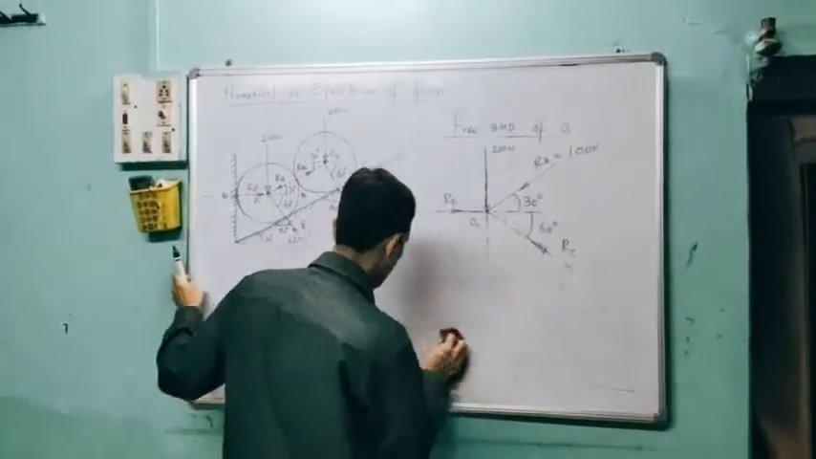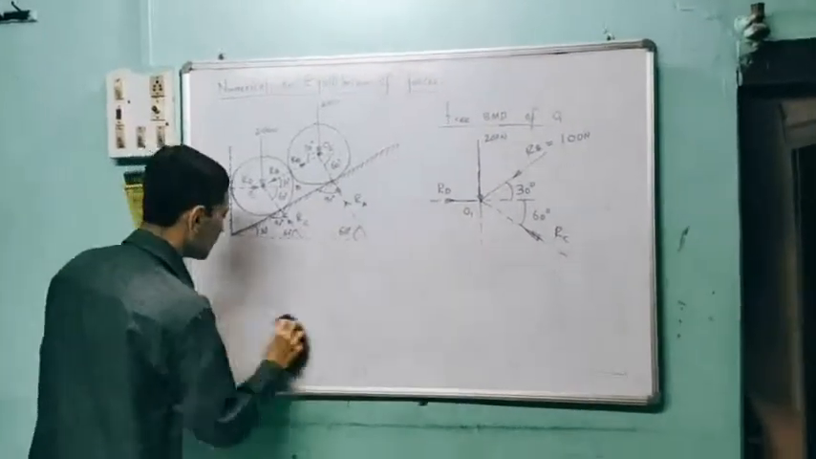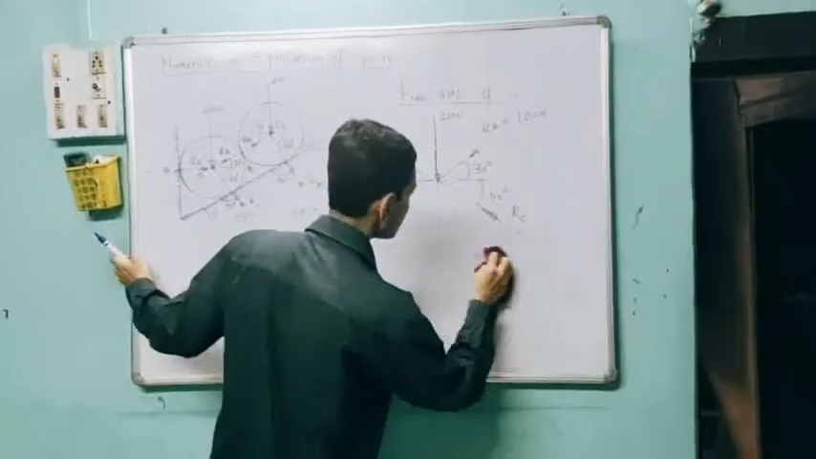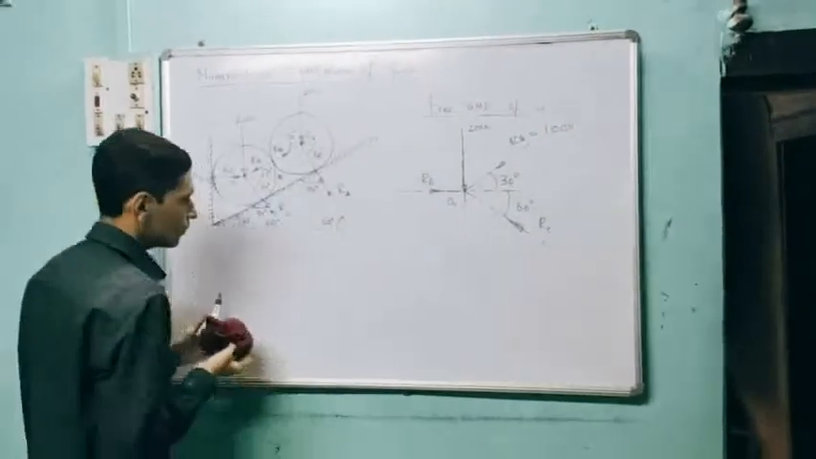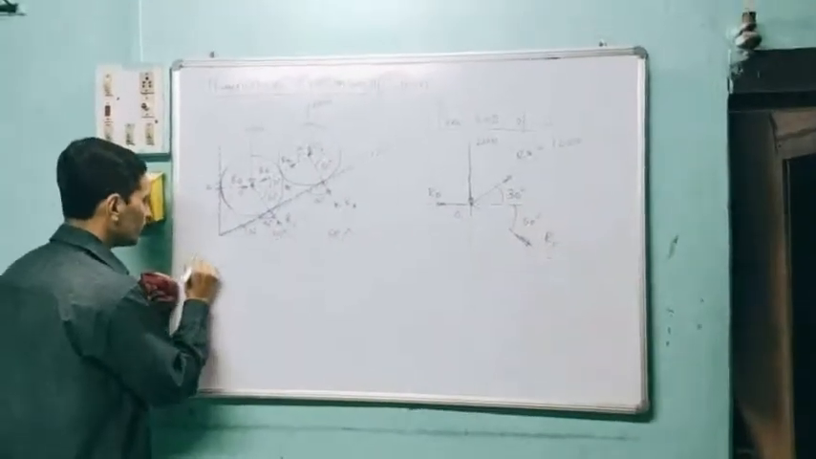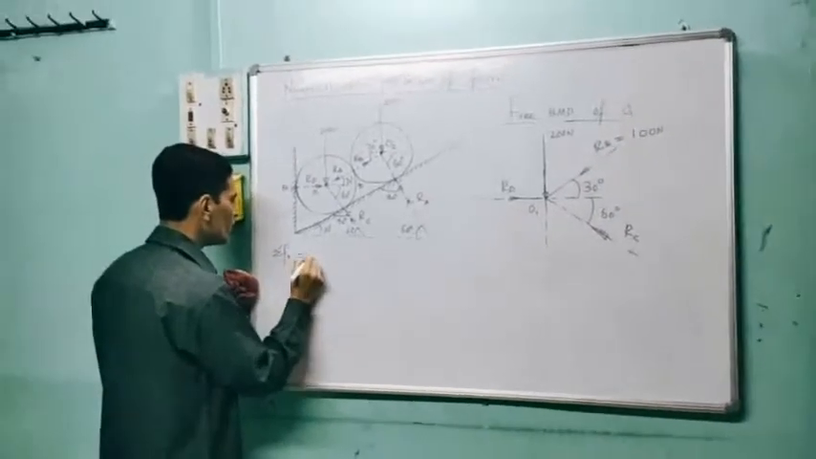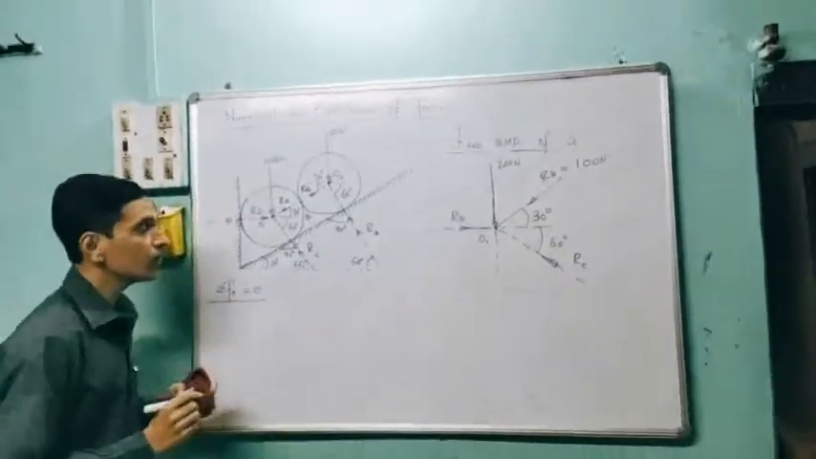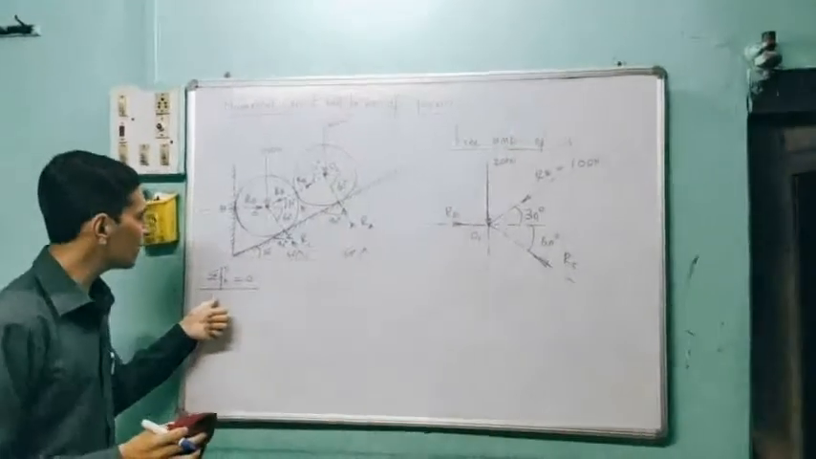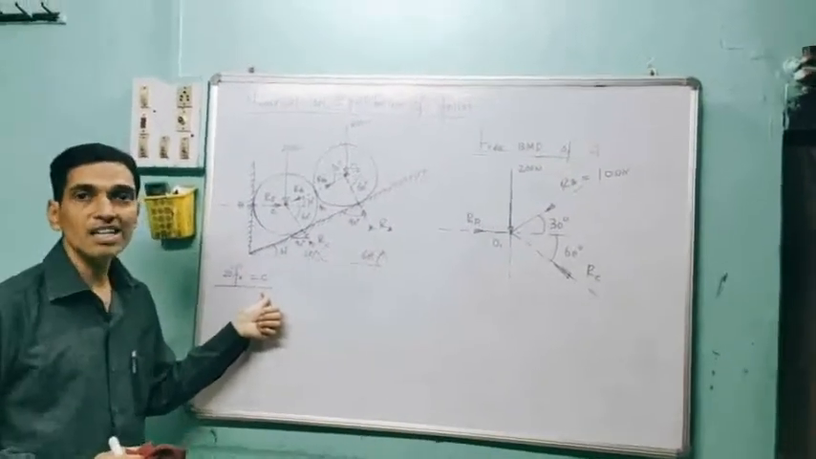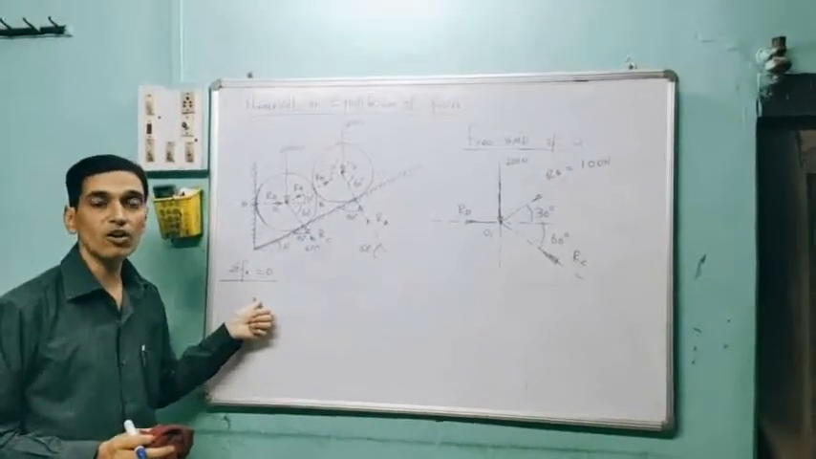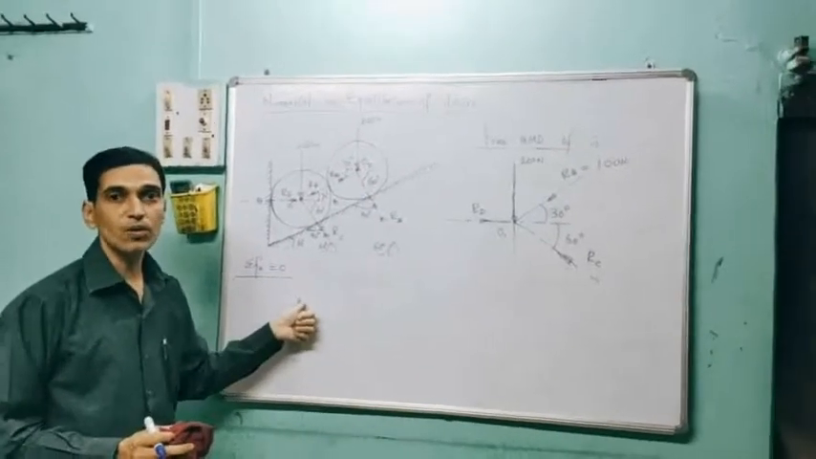Conditions of equilibrium. Here for the concurrent force system, we have two conditions of equilibrium. Those are sigma Fx equal to 0 and sigma Fy equal to 0. Now what is sigma Fx equal to 0 indicating here? The algebraic sum of all the forces along the x direction must be equal to 0.